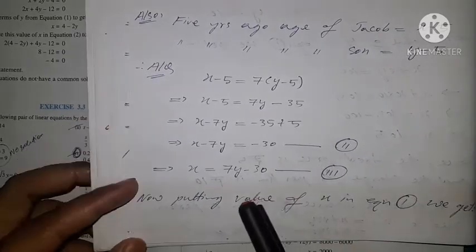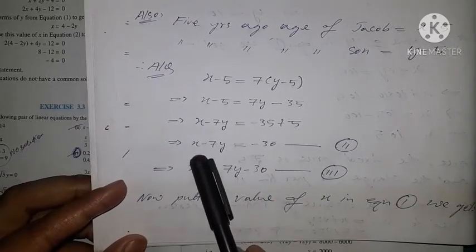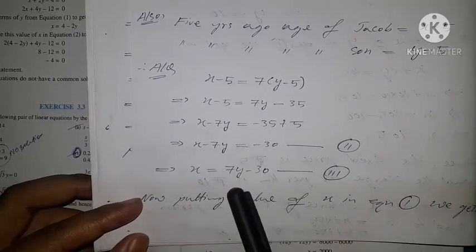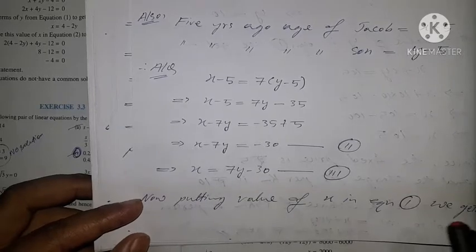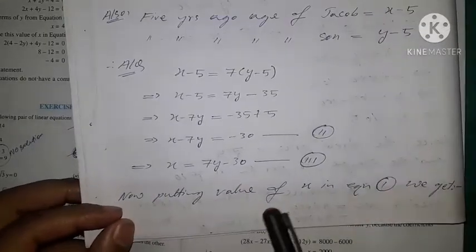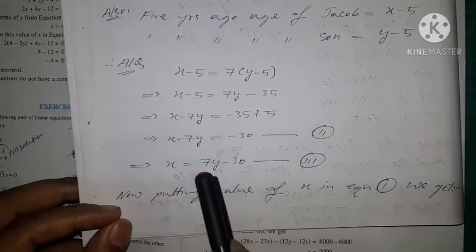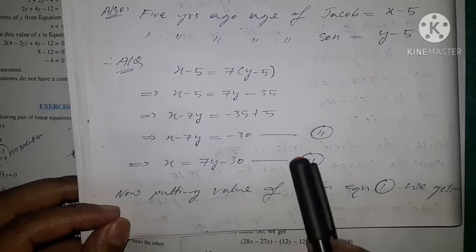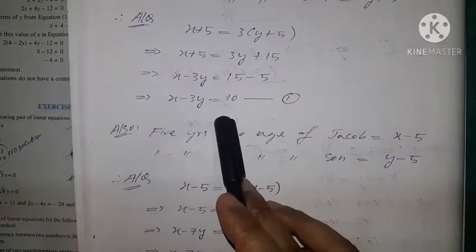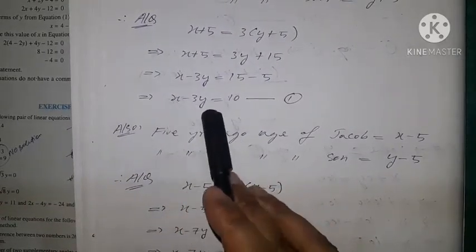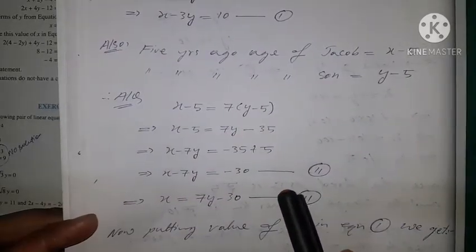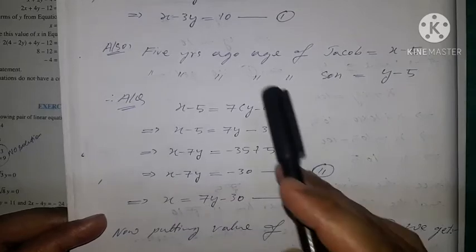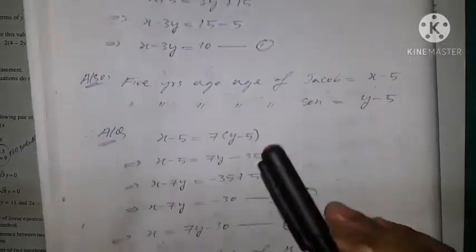Here we will apply the substitution method. From equation 2 itself we can write, if we take 7y to the other side, x is equal to 7y minus 30. Let us take this as equation 3. Since we have obtained the value of x from equation 2, we need to substitute the value of x in equation 1. If we had obtained the value of x from equation 1, we would substitute it in equation 2. That is the rule of substitution.